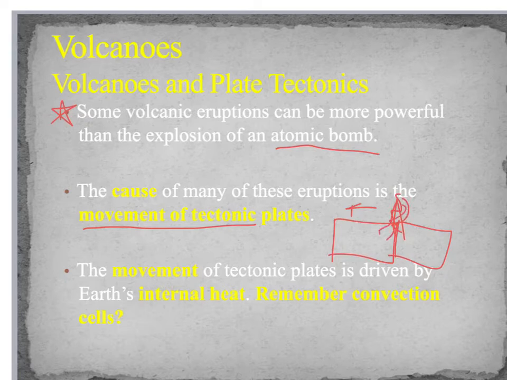The movement of these plates is driven by Earth's internal heat. So remember those convection currents, right, where warm rock rises, cool rock falls down. Well, if you think about the center of the Earth, that core is warm, that outer core is very warm, and that warms up some rock, making it less dense. And then as it cools, it falls back down. That's that convection cell, just a quick review.